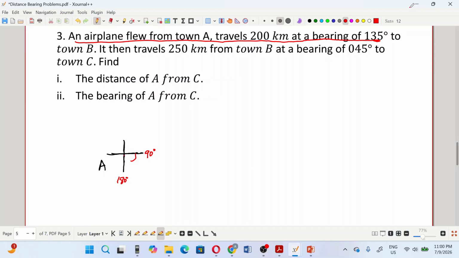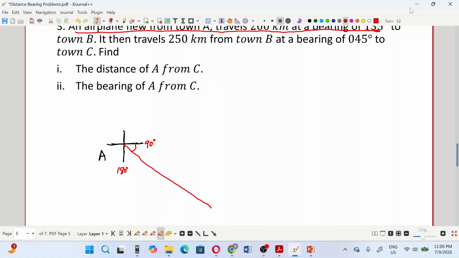And it's 200 kilometers, so half of it. And it moved to what? Town B. So I go here, and this is my town B. Right, so we have our town B here, and that one is 200 kilometers. The distance, remember, is 200 km.